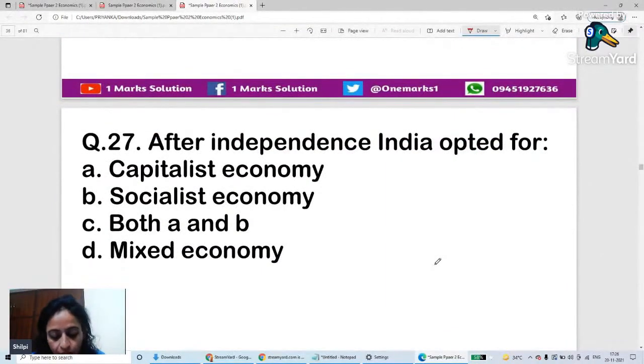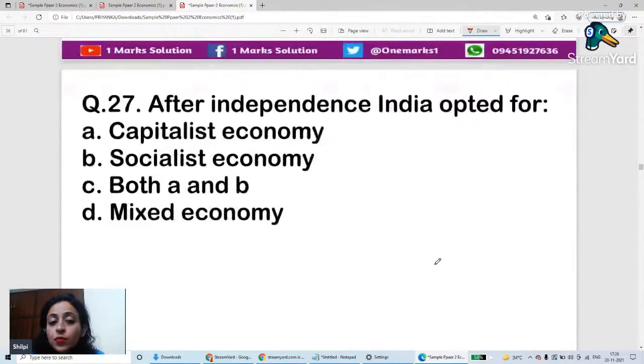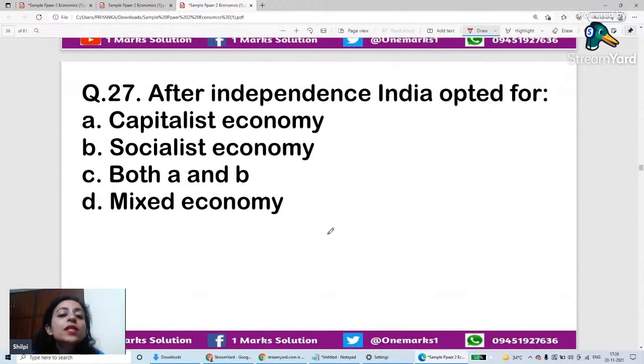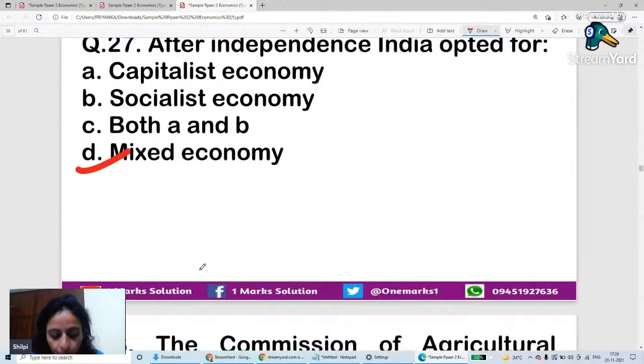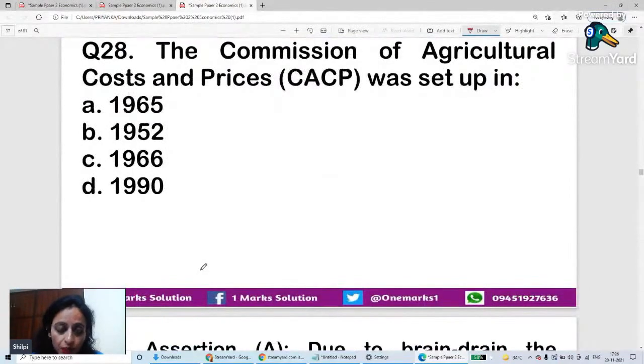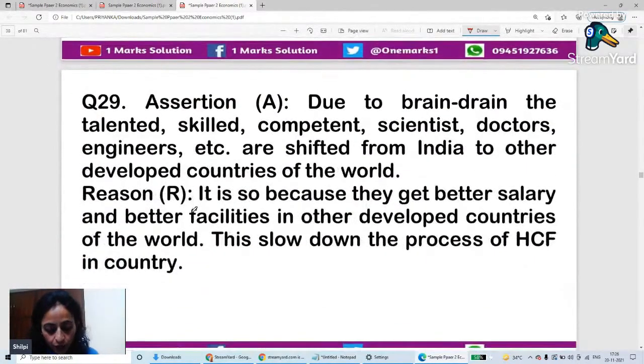Question number 27. After independence, India opted for, you all must be aware of the type of economy which we have, which is mixed economy. So mixed economy was adopted by India after independence. Option D. Question number 28. The Commission for Agricultural Costs and Prices, CACP, it is very common and it was established in 1965. Option A.